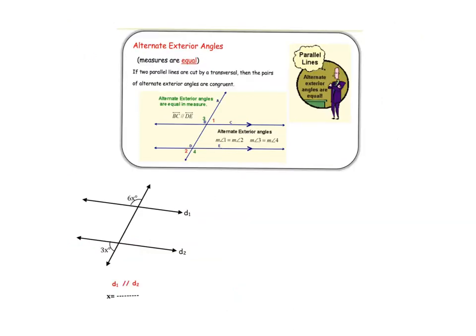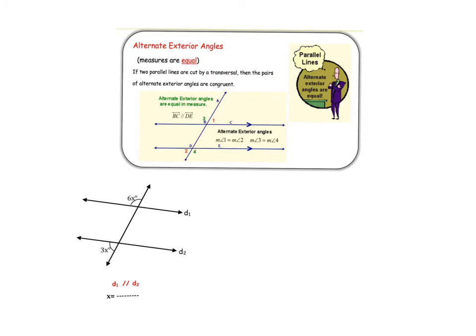Let's go on with alternate exterior angles. Alternate exterior angles should be outside the two parallel lines, also on opposite sides of the transversal. So in this shape, 1 and 2, also 3 and 4 are alternate exterior angles.